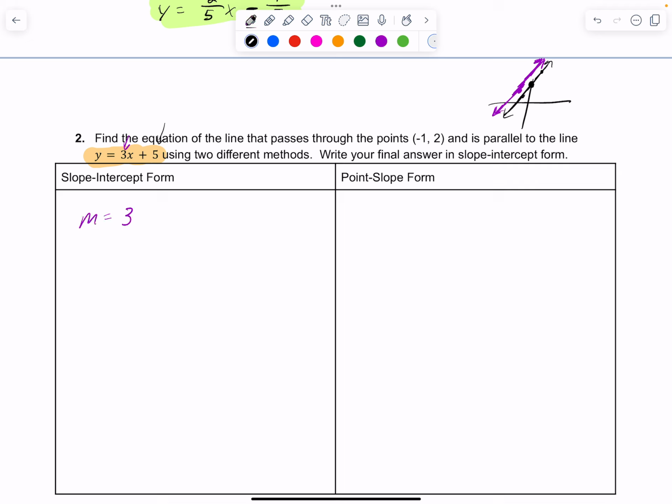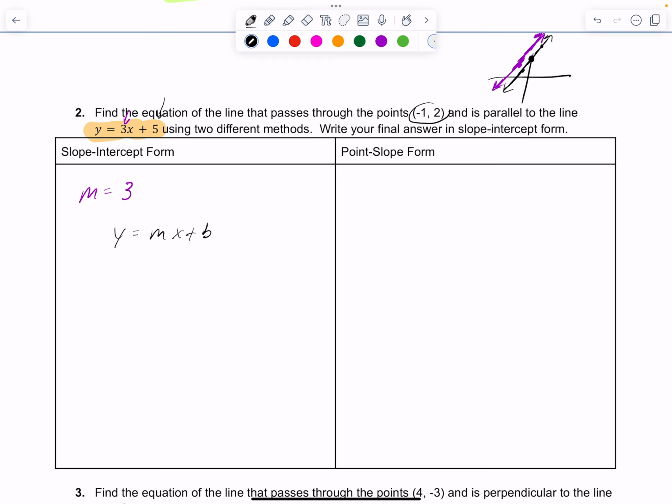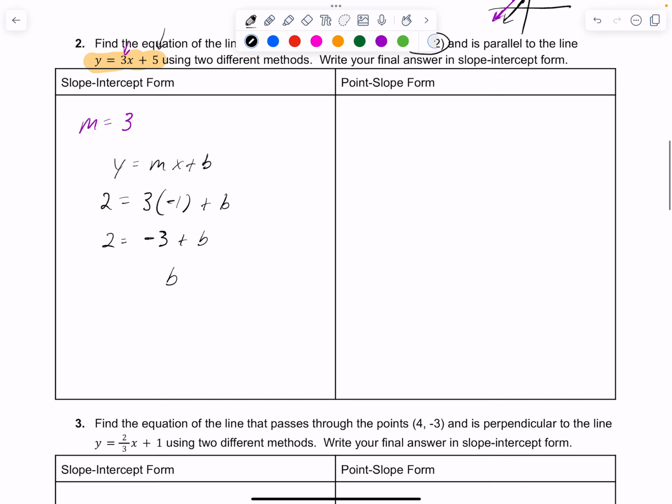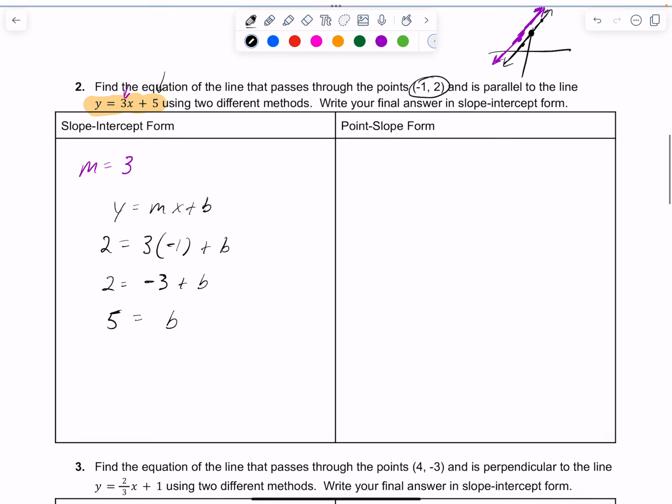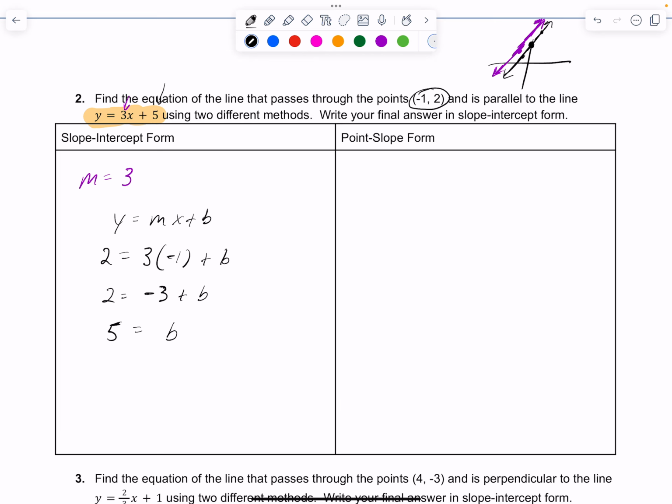And like I did on the last one, I'm going to write down my slope-intercept form. I'm going to choose my point. This time I only have one option. So I'm going to plug in 2 for y, 3 for my slope, and my x is -1 to solve for b. That's 2 equals -3 plus b. Move that over with addition, and you get b equals 5. All right, well, interesting. It's actually going to be the same.